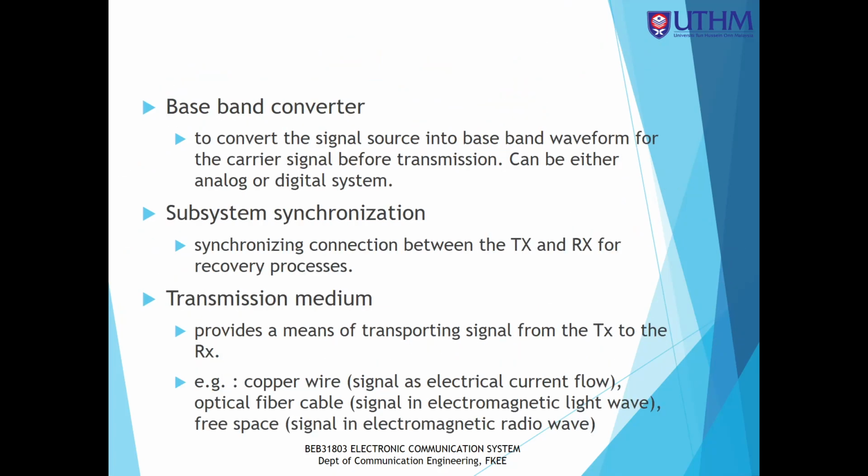Okay, baseband converter converts the signal source into a baseband waveform for the carrier signal before transmission. So it converts, for example, an input like voice into a baseband signal before the process of modulation. It can be an analog or digital system. Subsystem synchronization synchronizes the transmitter and receiver for the recovery process. Transmission mediums can be wired or wireless. For wired, we have many types, for example copper wire or optical fiber cable. And free space, where normally we use an electromagnetic wave to transmit the signal into the space. Udara, eh? Free space adalah udara.